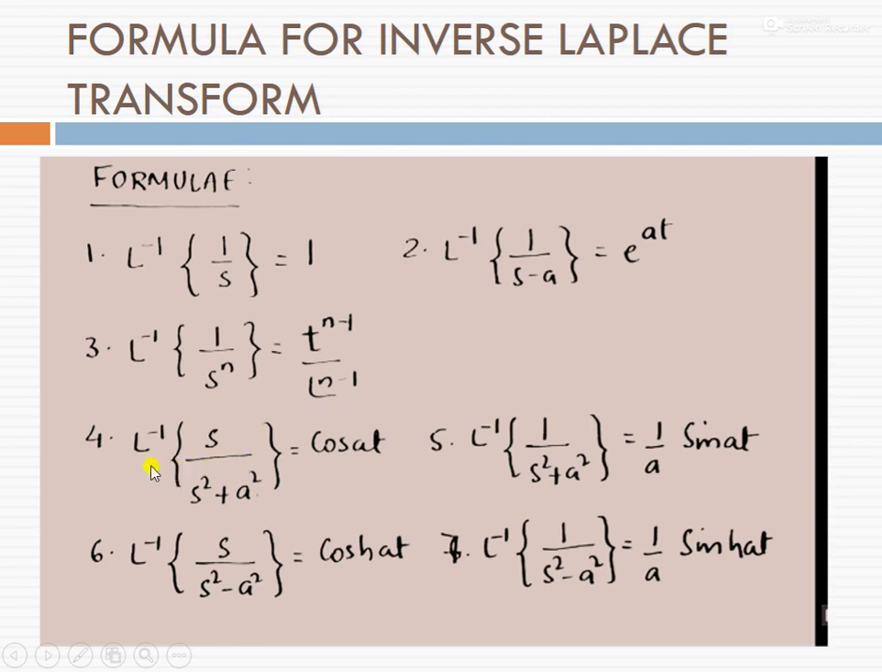The inverse Laplace transform of s by s squared plus a squared can be written as cos at. The inverse Laplace transform of 1 by s squared plus a squared can be written as 1 by a sin at. The inverse Laplace transform of s by s squared minus a squared can be written as cosh at. And the last one is the inverse Laplace transform of 1 by s squared minus a squared, which can be written as 1 by a sinh at, the hyperbolic sine. These are the formulas for inverse Laplace transform.